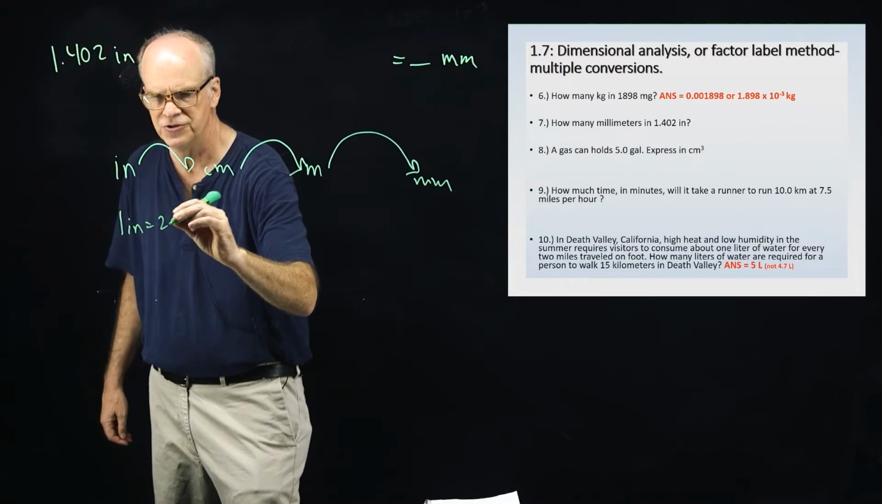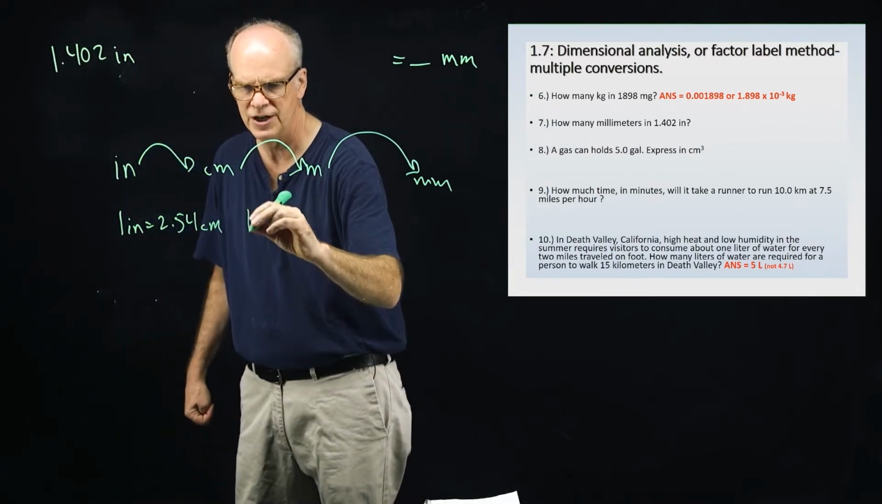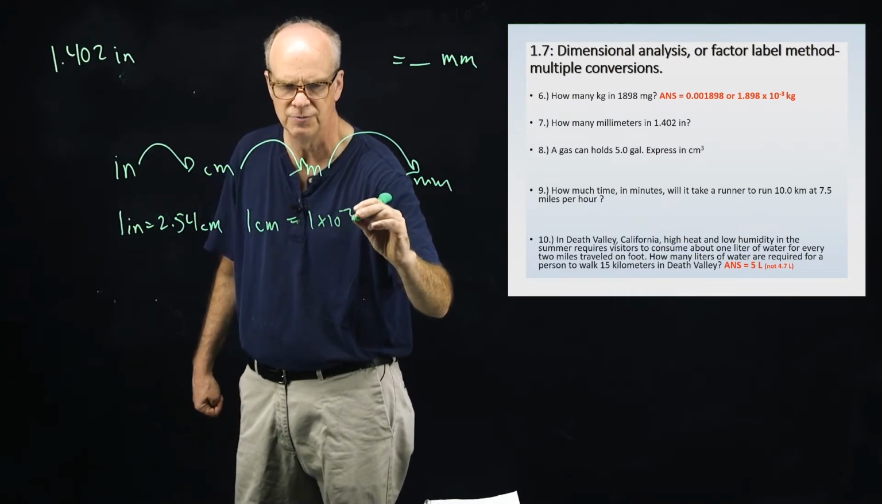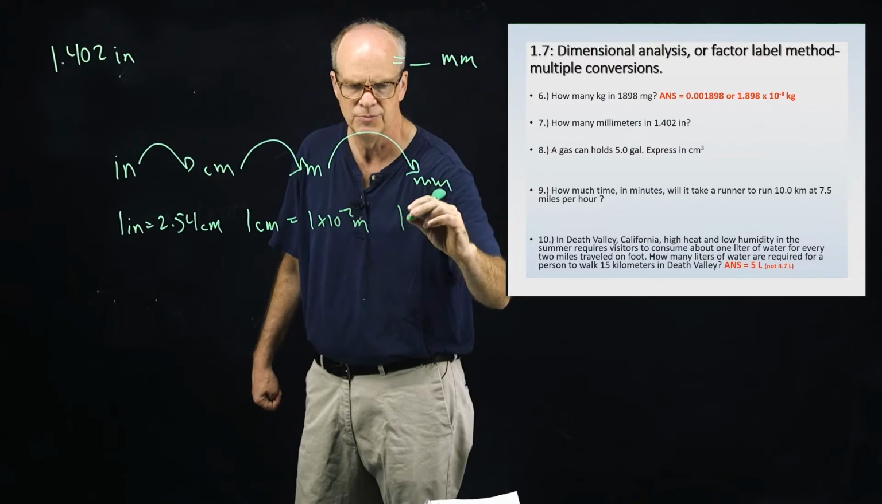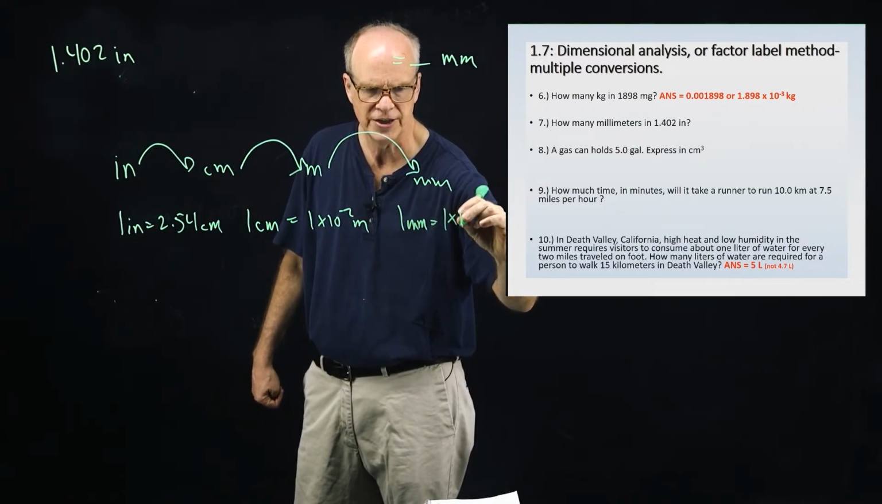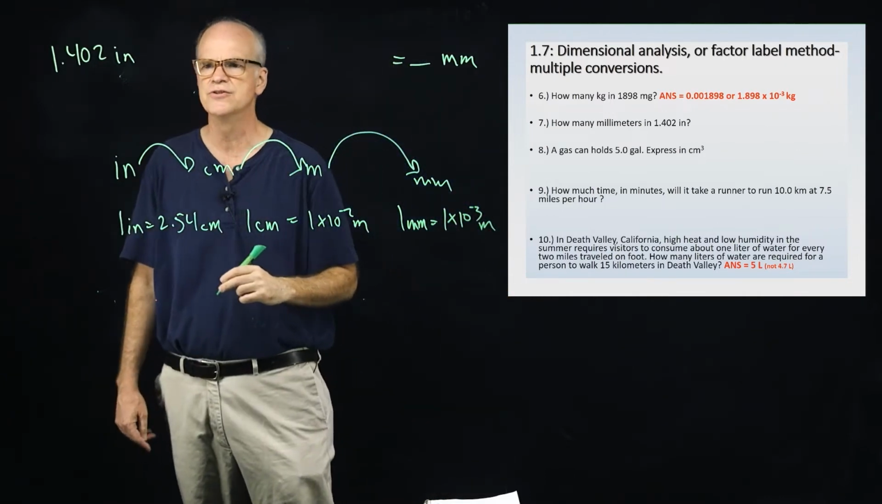So 1 inch is equal to 2.54 centimeters. And then 1 centimeter is equal to 1 times 10 to the negative 2 meters. And 1 millimeter is equal to 1 times 10 to the negative 3 meters. Okay, so let's go ahead and try to solve the problem.